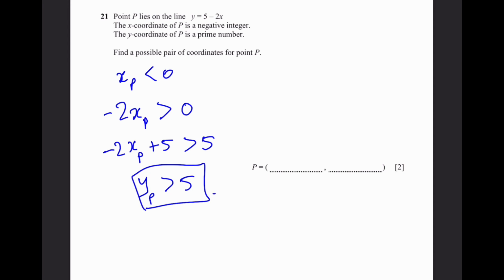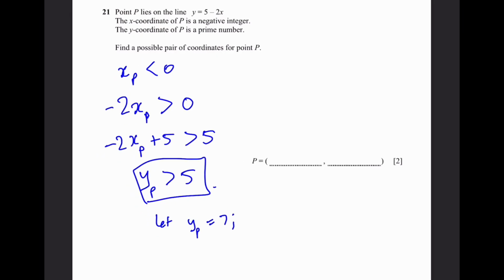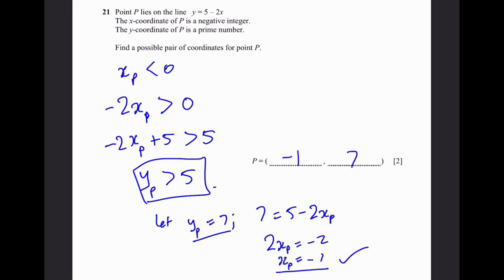Now, the y-coordinate is a prime number. So let's just take the first prime number, which is greater than 5. We just let y of P equals 7. Now that means x of P we can find by just substituting into the equation here. So 7 equals 5 minus 2x. 2x equals minus 2, x equals minus 1, which is a negative integer, so it's correct. And therefore, x, or in this case x of P, is minus 1, and y of P is 7.